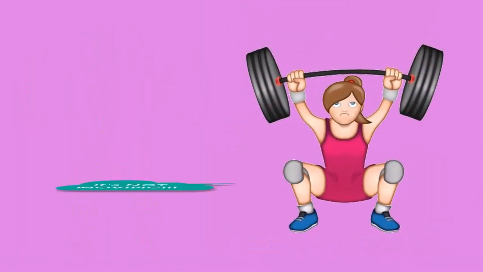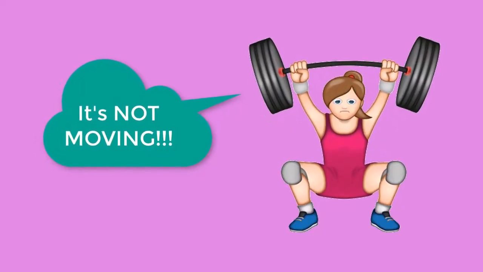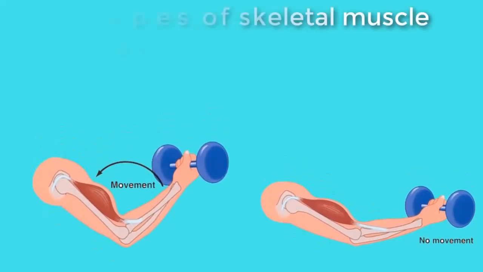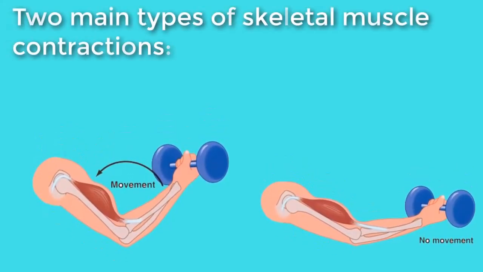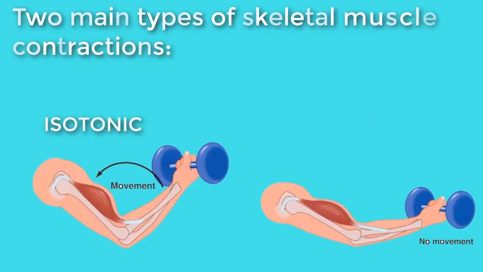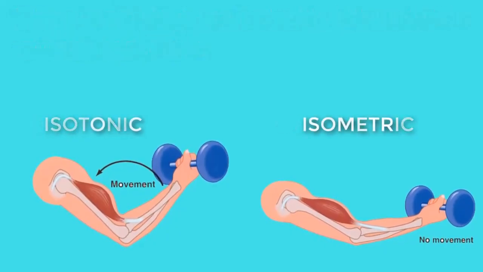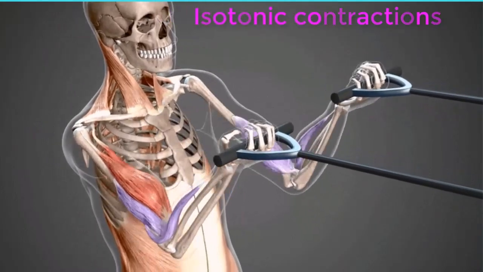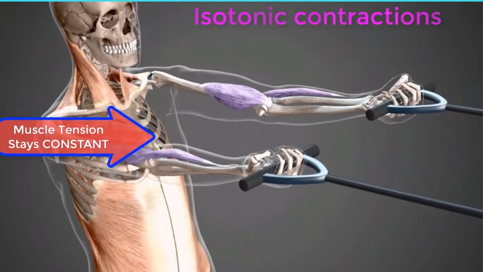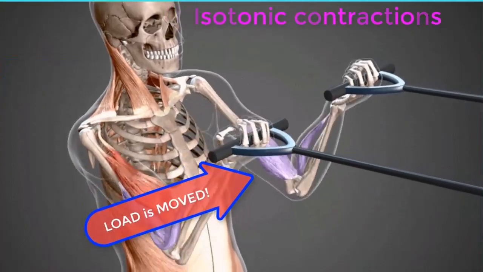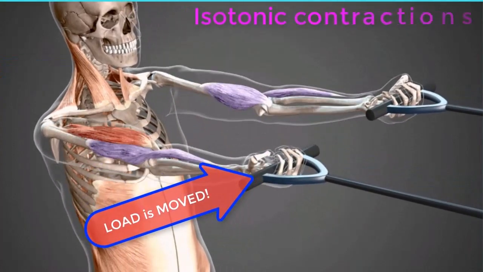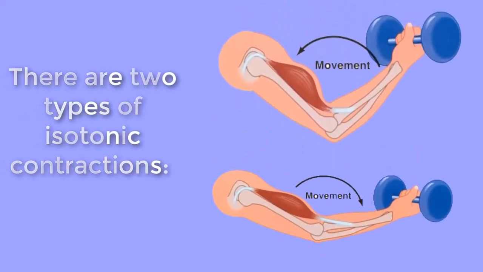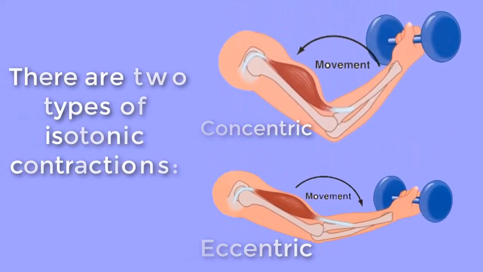However, muscle tension also is generated when the muscle is contracting against a load that does not move, resulting in two main types of skeletal muscle contractions: isotonic contractions and isometric contractions. In isotonic contractions, where the tension in the muscle stays constant, a load is moved as the length of the muscle changes. There are two types of isotonic contractions: concentric and eccentric.